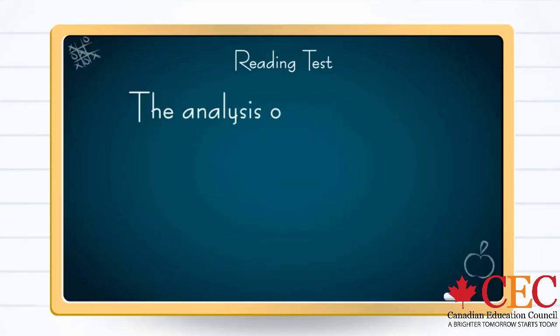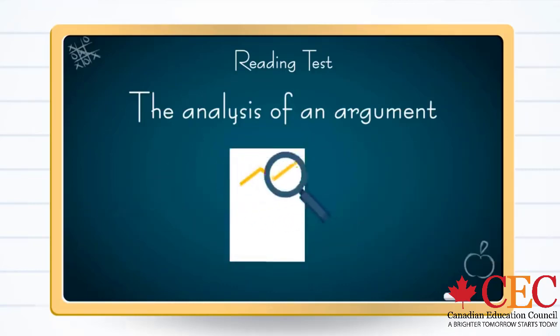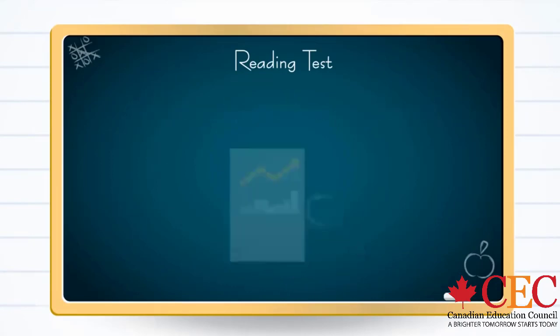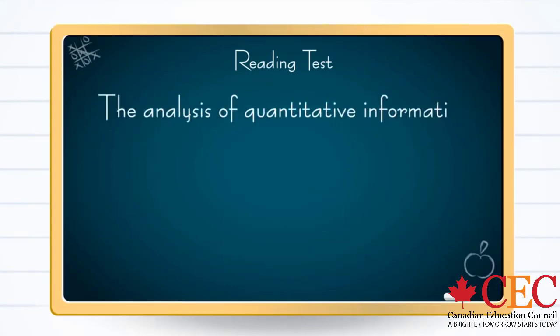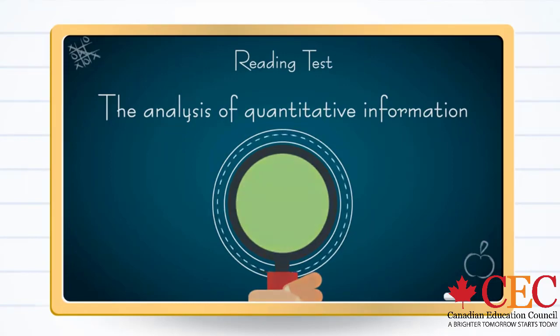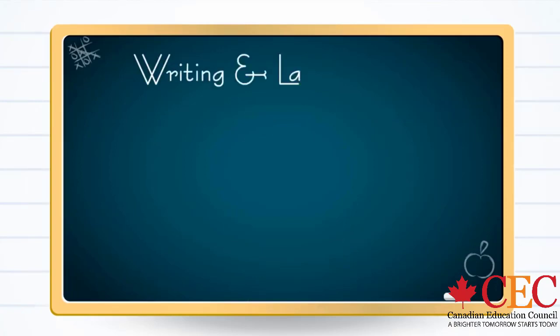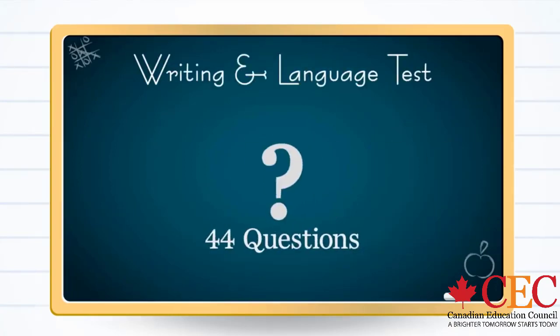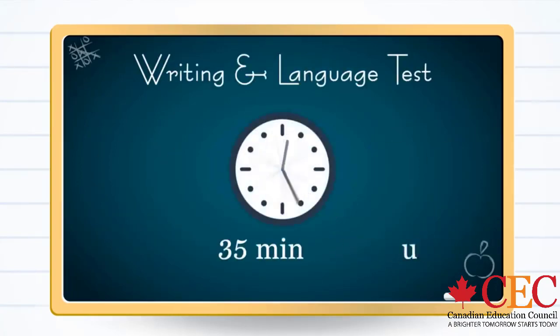The analysis of an argument. Students need to identify the way authors use evidence to support their claims. The analysis of quantitative information. Students need to examine informational graphics and relate the information conveyed by them to the information and ideas conveyed through words. The writing and language test has 44 questions which have to be completed in 35 minutes.